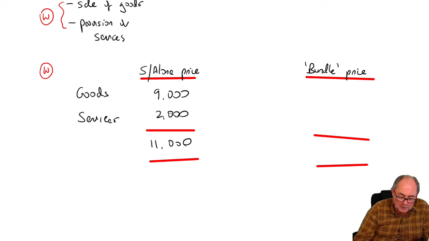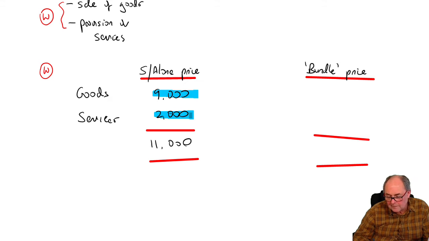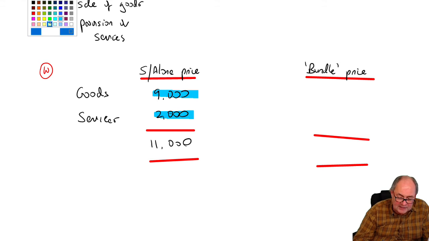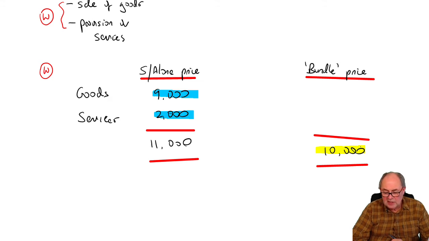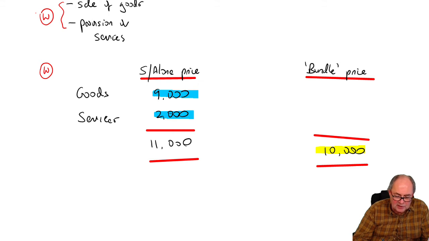The bundle price, let me highlight those in the same colour, which was blue. The bundle price is 10,000 for this lucky customer. So I need to allocate and prorate based on the standalone prices. So essentially I need to allocate that 10,000.